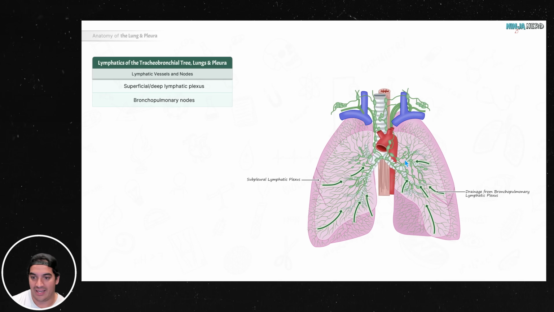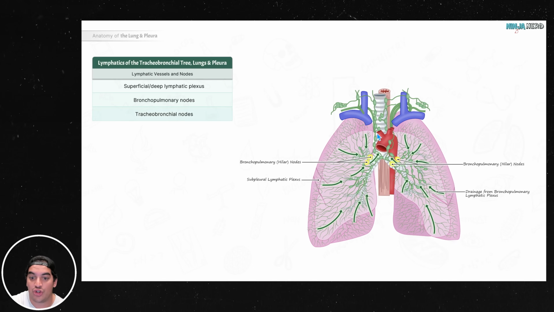As they move, they encounter some nodes. And what are those nodes? These are called your bronchopulmonary nodes, sometimes called the hilar nodes. So remember, the hilum is right where that primary bronchus, the artery and vein enter into the lung. So this is your bronchopulmonary or hilar nodes. All right. From here, it's then going to move upwards. Where is it going to go then?